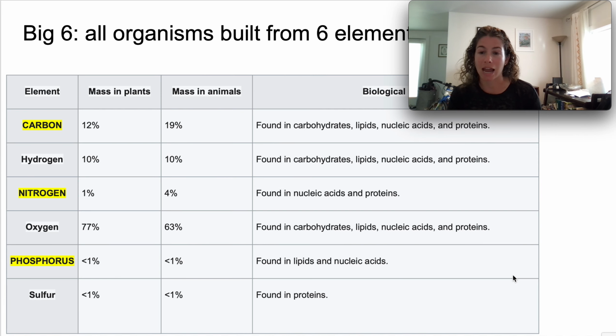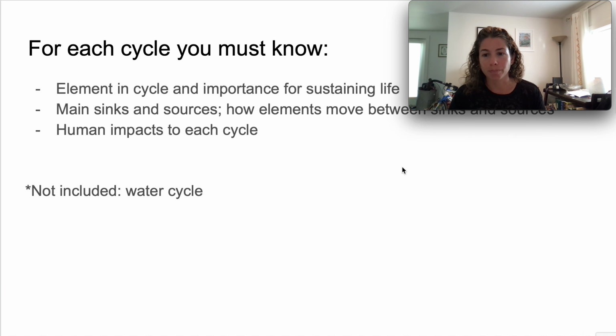Nitrogen, found in nucleic acids and proteins. We're not going to talk about the oxygen cycle. Phosphorus, found in lipids and nucleic acids. And then sulfur, a really cool cycle that we're not going to talk about.